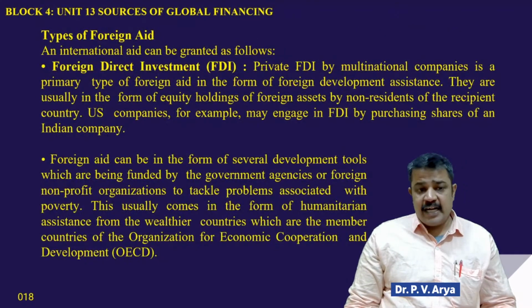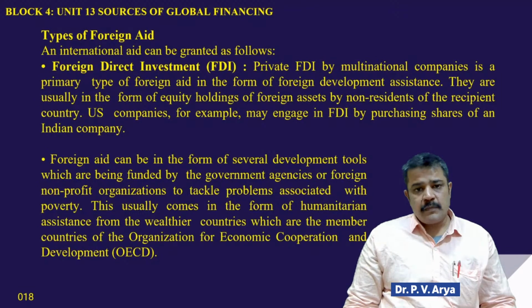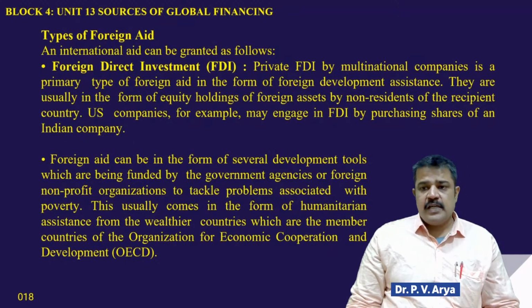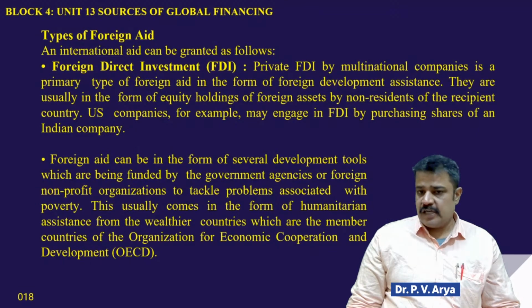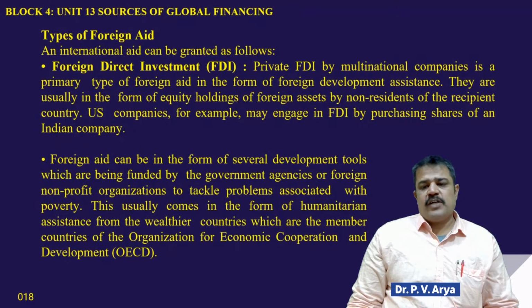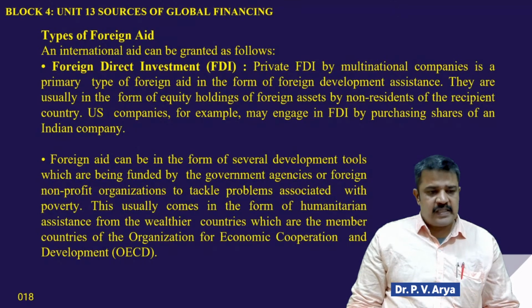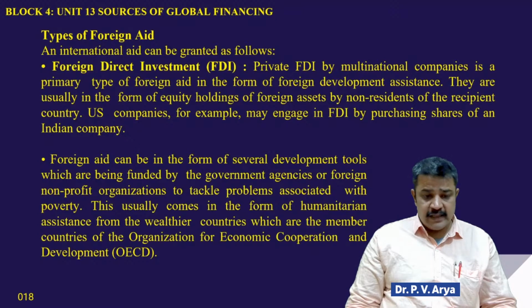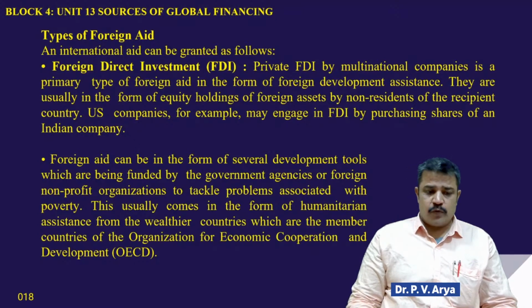Well, foreign aid may be FDI. Private FDI by multinational companies is a primary type of foreign aid in the form of foreign development assistance. They are usually in the form of equity holdings of foreign assets by non-residents of a recipient country. For example, a US company may engage in FDI by purchasing shares of an Indian company. Foreign aid can also be in the form of several development tools funded by government agencies or foreign non-profit organizations to tackle problems associated with poverty, and now environment is also there. This usually comes in the form of humanitarian assistance from the wealthier countries, which are member countries of the OECD.